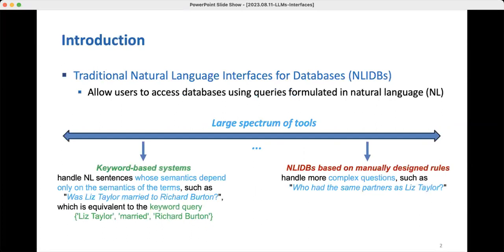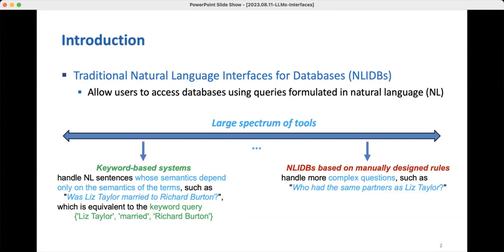Traditional natural language interfaces for databases range from keyword-based systems, systems that can handle natural language sentences whose semantics depend only on the semantics of the terms. For example, the sentence "was Liz Taylor married to Richard Burton" is equivalent to the keyword query with three keywords: Liz Taylor, married, and Richard Burton.